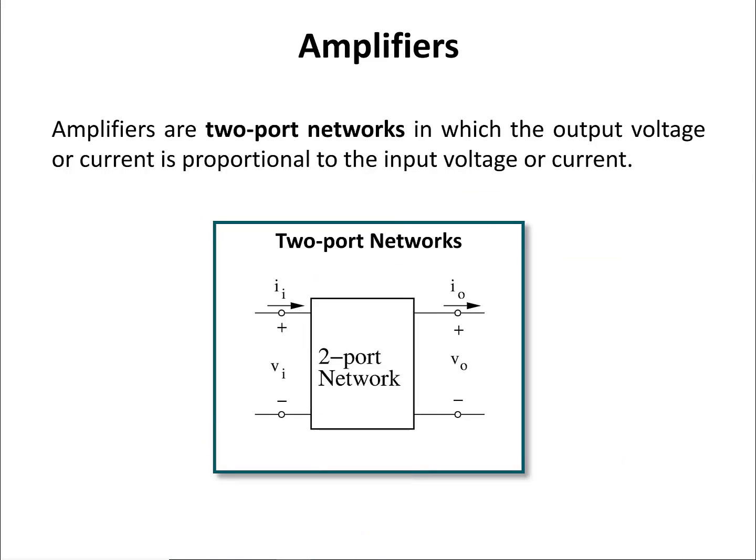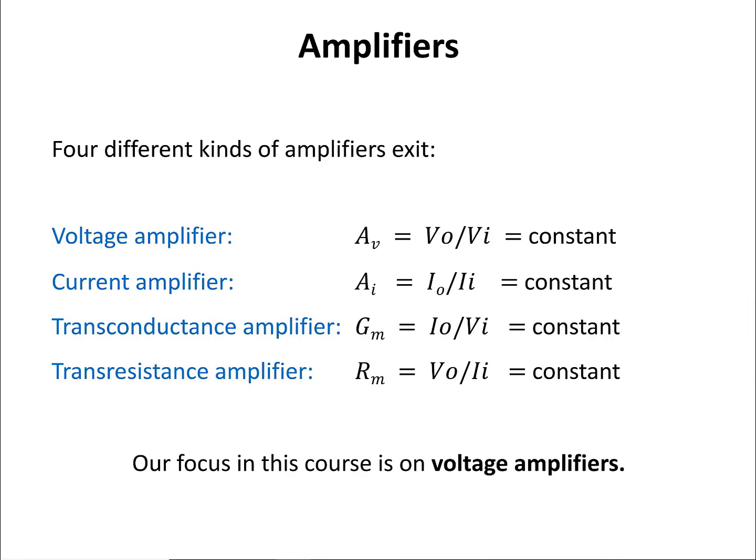Amplifiers are two-port networks in which the output voltage or current is proportional to the input voltage or current. There are generally four types of amplifiers, namely voltage amplifier, in which the gain is defined as Vout over Vi; current amplifiers, in which the gain is equal to Iout over Ii; transconductance amplifiers, in which the gain is Iout over Vi; and transresistance amplifiers, in which the gain is output voltage divided by input current. Our focus in this course is on voltage amplifiers.